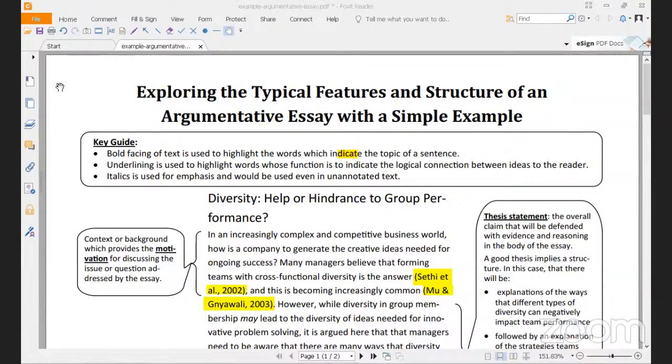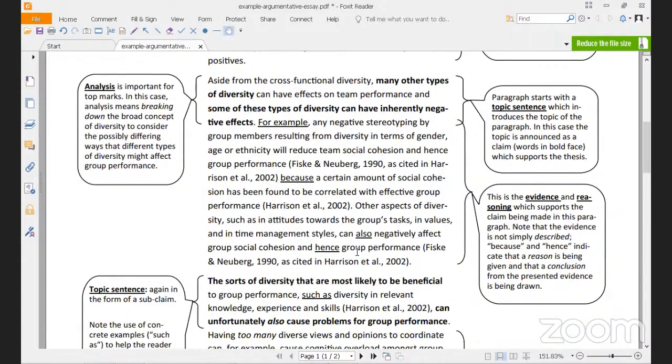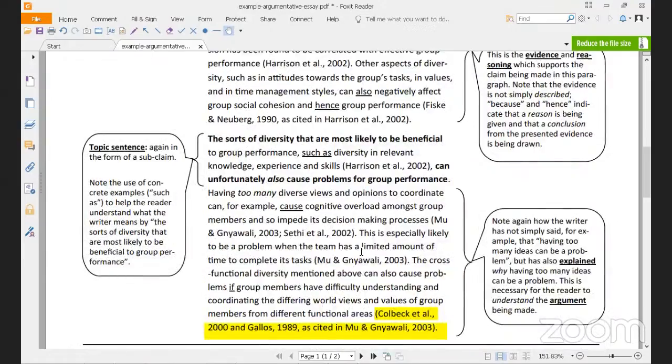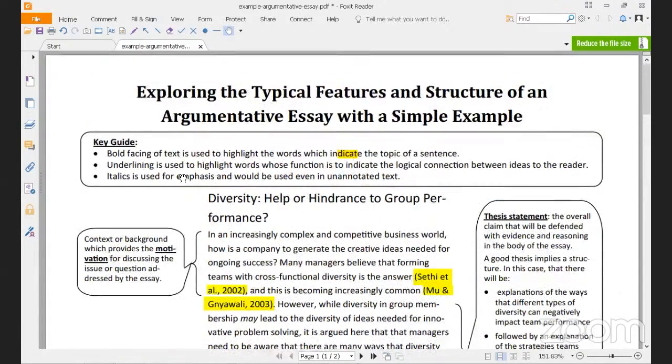Underlining is used to highlight words whose function is to indicate the logical connection between ideas to the reader. So if we go here to the underlining, we have, for example, because, hence, also, such as, cause. What are these words? You're familiar with these words. How do we call them? Transitional words. Yes. So in this text, we can see that they are underlining these words. Let's go to the next one, italics.